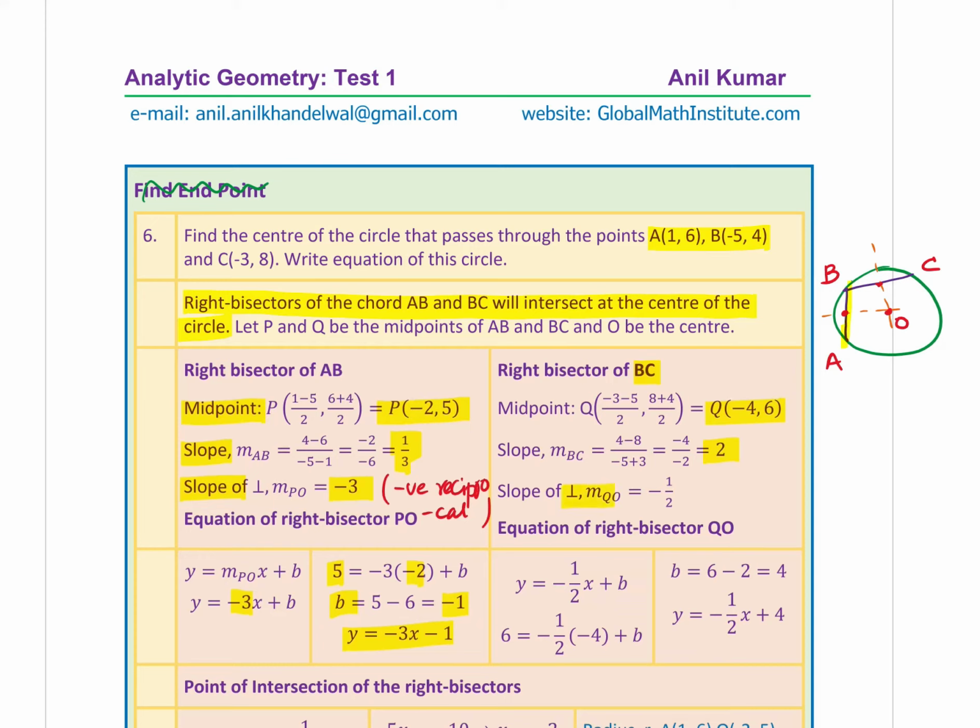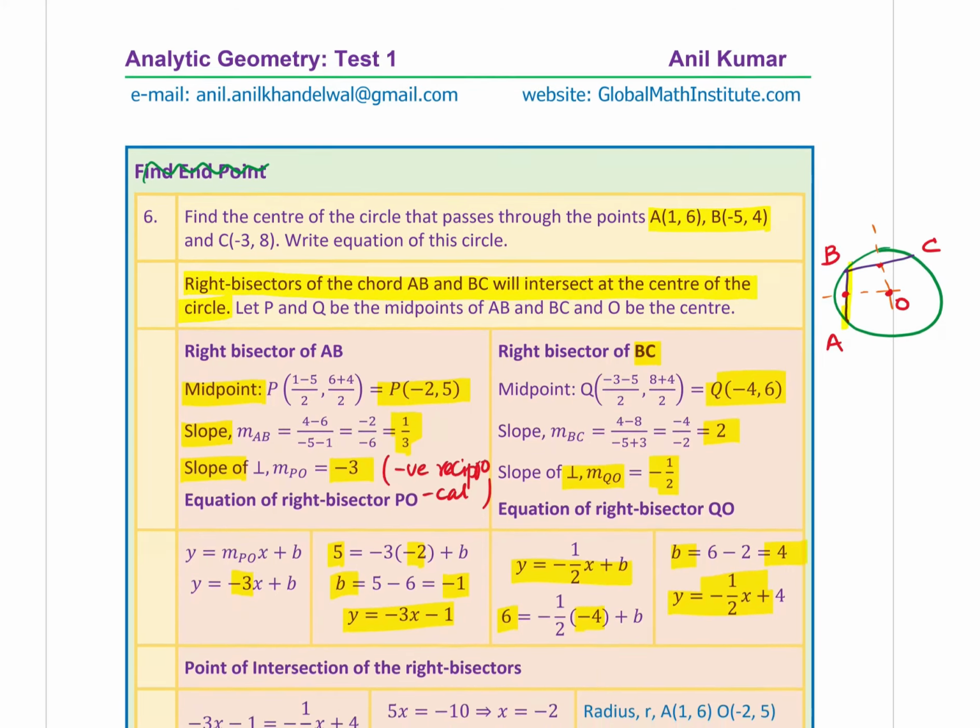The slope of the perpendicular will be the negative reciprocal, minus half. The equation will be y equals minus half x plus b. Substituting the point Q, which is minus 4 and 6, we get the value of b as 4. And so we have the equation y equals minus half x plus 4. I hope this is absolutely clear, right? So go through this once again and see all the calculations.